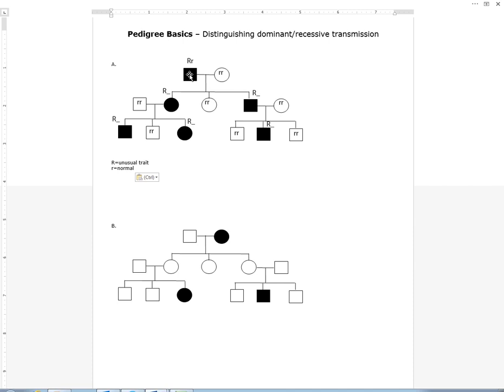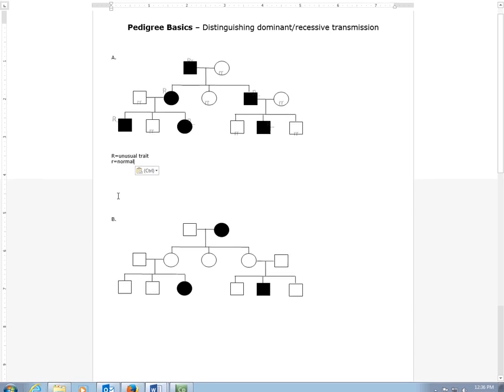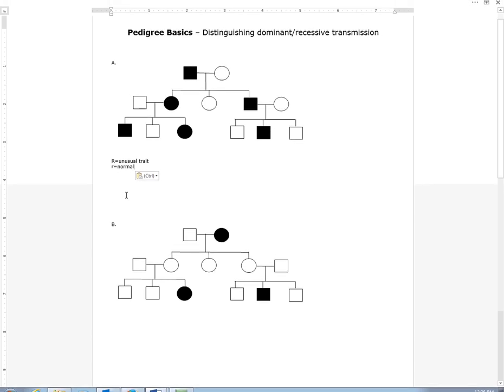And you would continue working through all of the unusual or shaded individuals and look at their children and look at their parents and determine whether or not they're big R big R or big R little r. So you could work your way through that pretty easily at that point, just using logic.